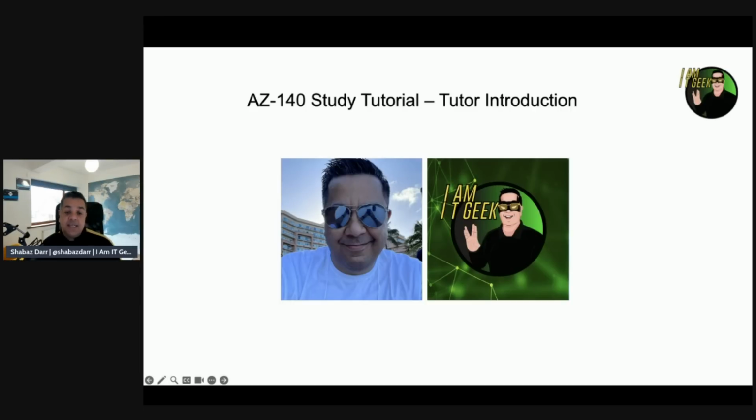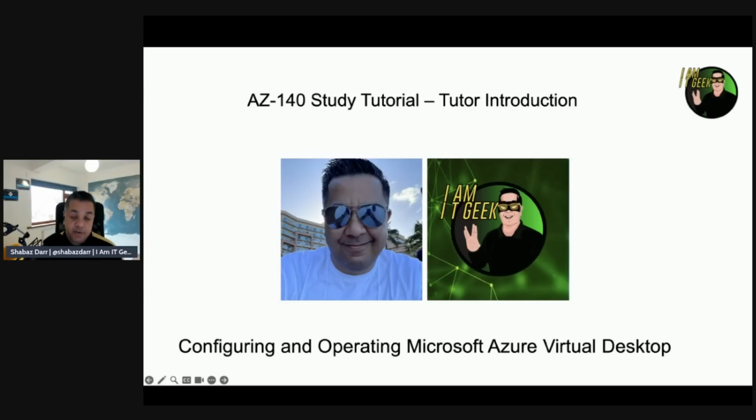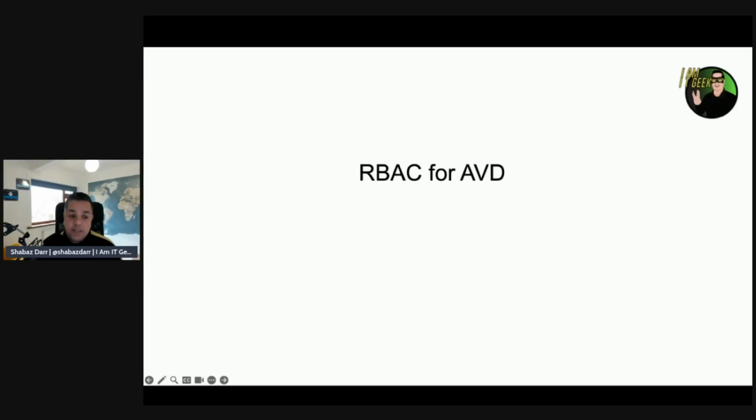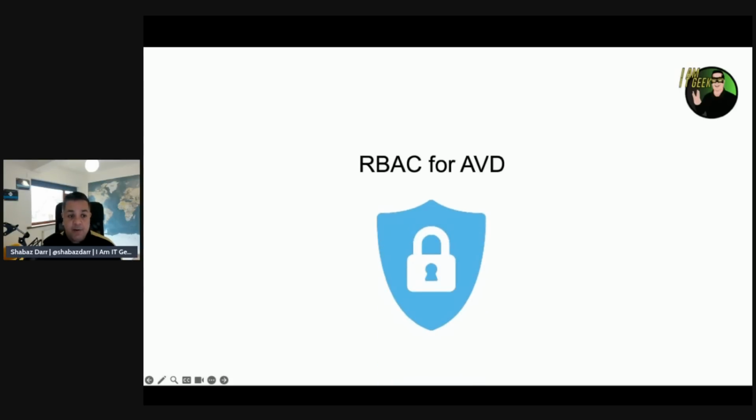And this is the Azure Virtual Desktop Configuring and Operating Microsoft Azure Virtual Desktop exam series, as we mentioned. So, episode breakdown, topic 8, part 1. We're going to talk about managing access for AVD today, so a bit more identity focused. We're talking about RBAC for AVD, so RBAC is role-based access control, and we'll talk about planning and implementing Azure roles and RBAC for AVD. Then we're going to go into the demo of a logging in process and looking at a user profile, making sure that's working. So let's talk about RBAC for AVD now.